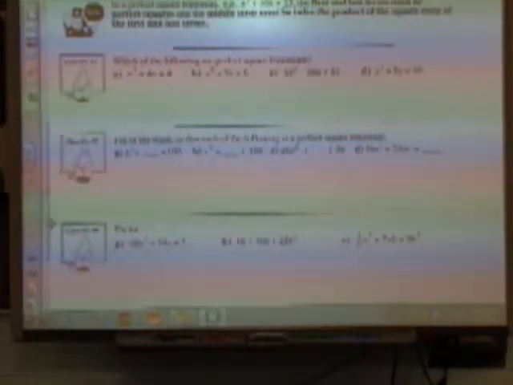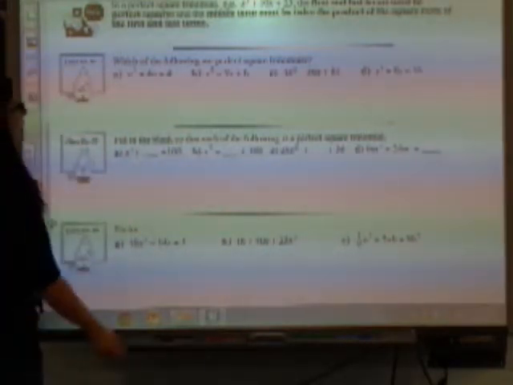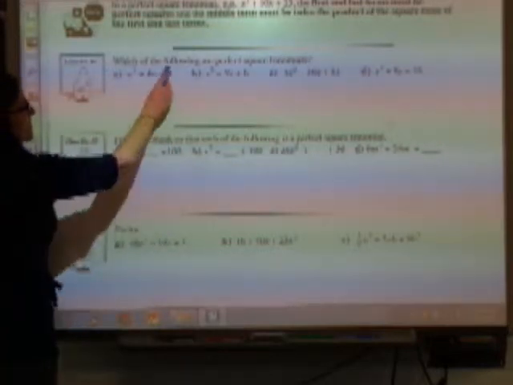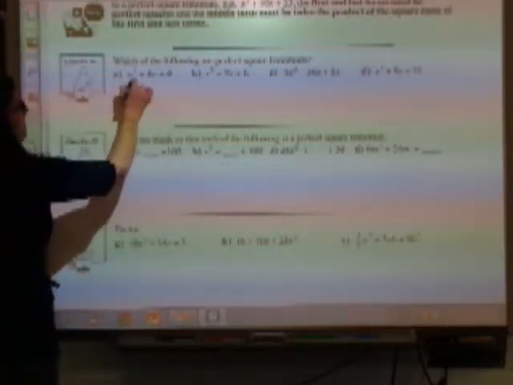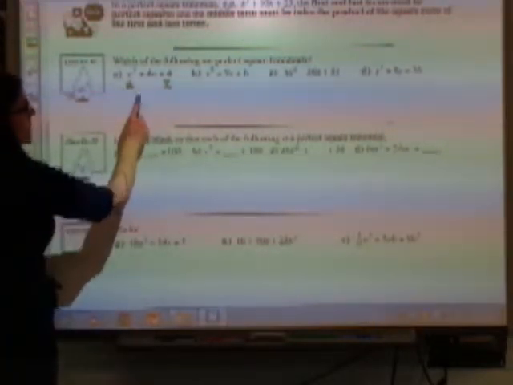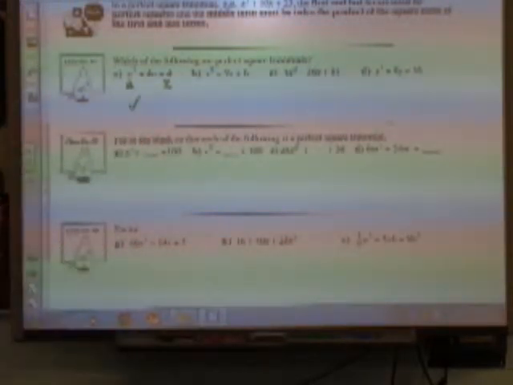So if I look at class example number 7, which of the following are perfect square trinomials? So, can I take the square root of a squared? Yes. Can I take the square root of 4? Yes. I get an a and I get a 2. If I multiply them together and double it, do I get 4a? Yes, I do. That's a perfect square trinomial.